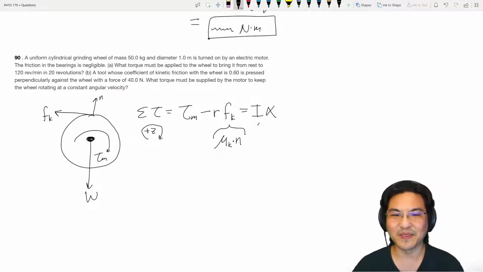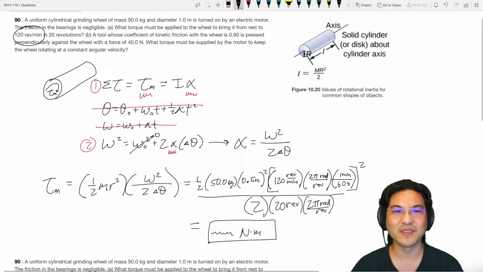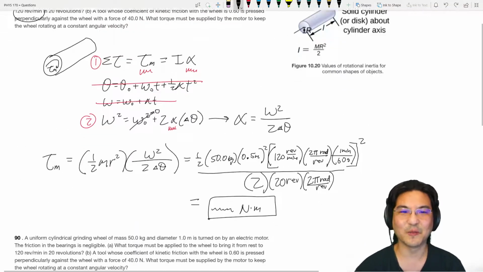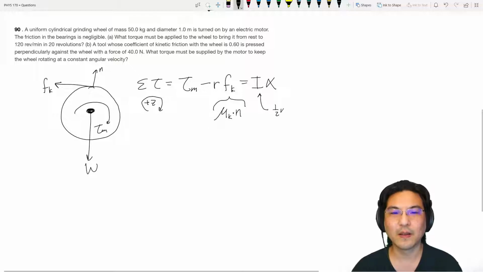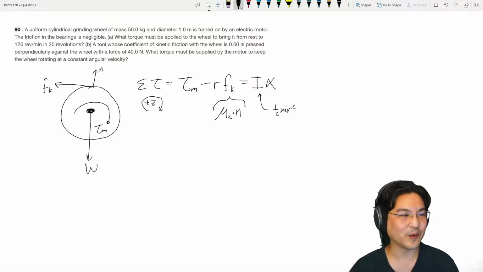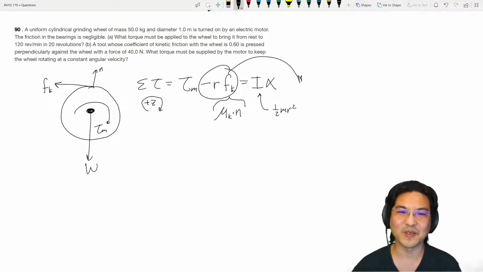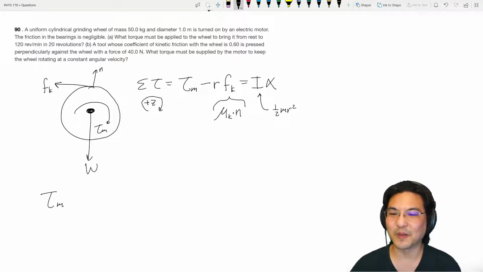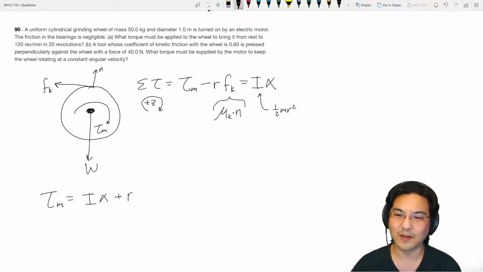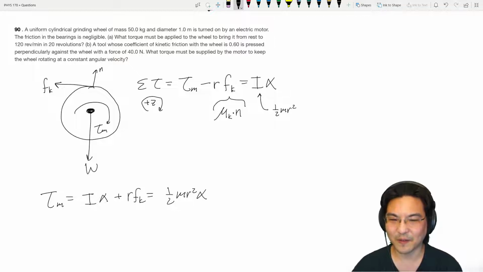And then we also know that the moment of inertia was 1/2 mr squared. So let's solve for, what are we solving for? The torque. Just move this to the other side of the equation. Torque from the motor is I alpha plus R F_k. Let's do it in multiple steps. So I is 1/2 mr squared alpha. Oh, hold on.